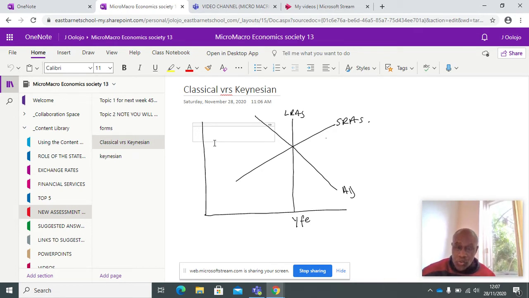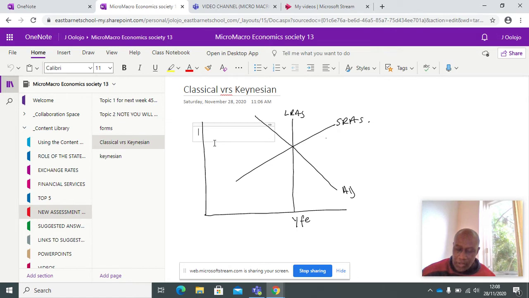Remember, there's two equilibrium points. Don't forget that. You have LRAS and AD, and you have SRAS and AD. So that's the equilibrium points. You should all know that one. So don't forget that. So what happens here? We're at full employment. Remember, we're in a short run scenario.